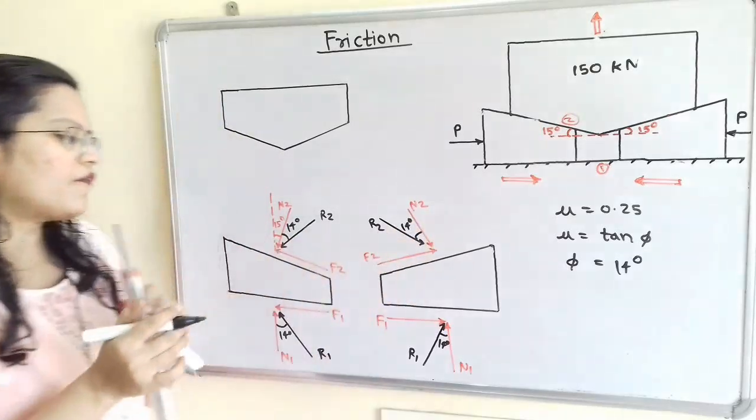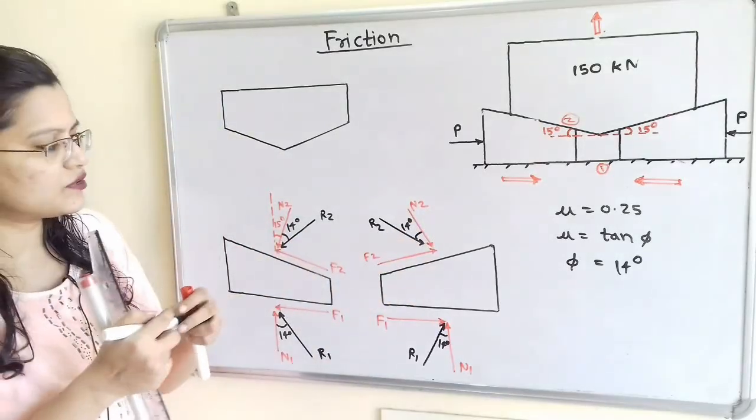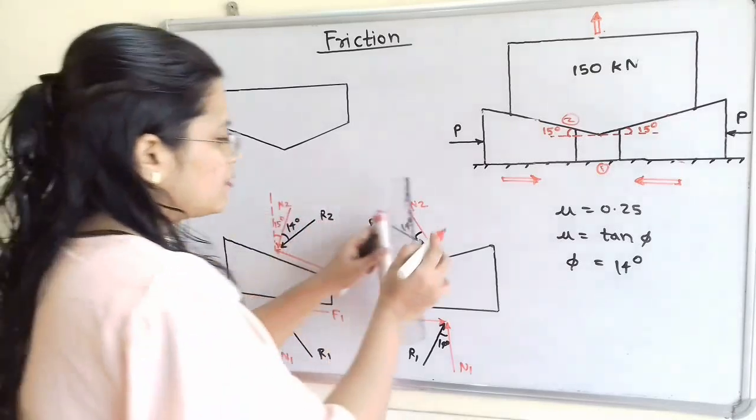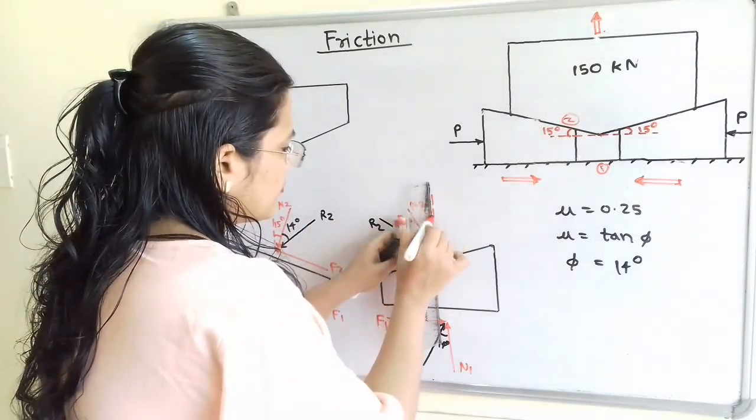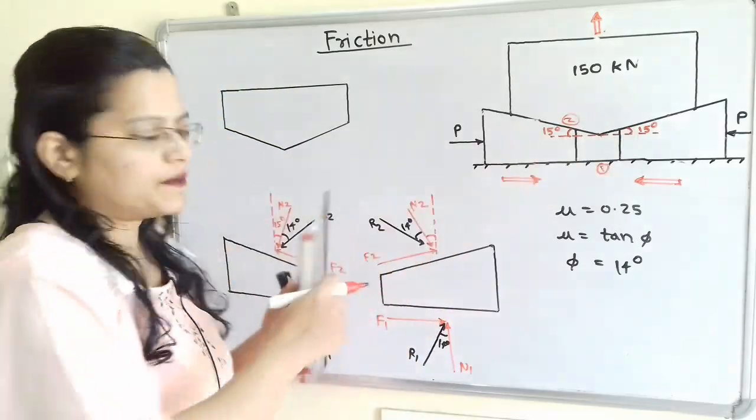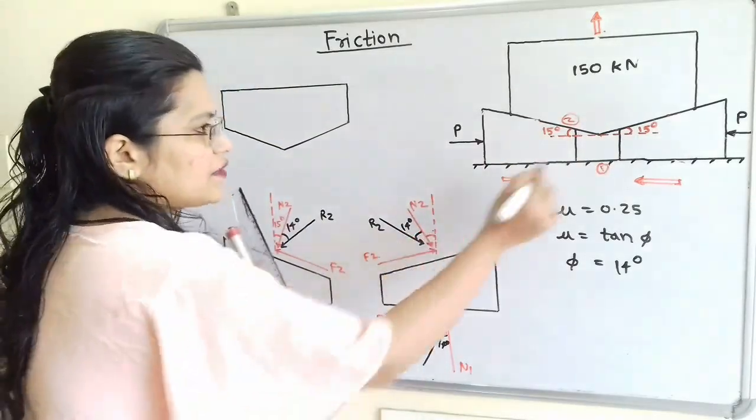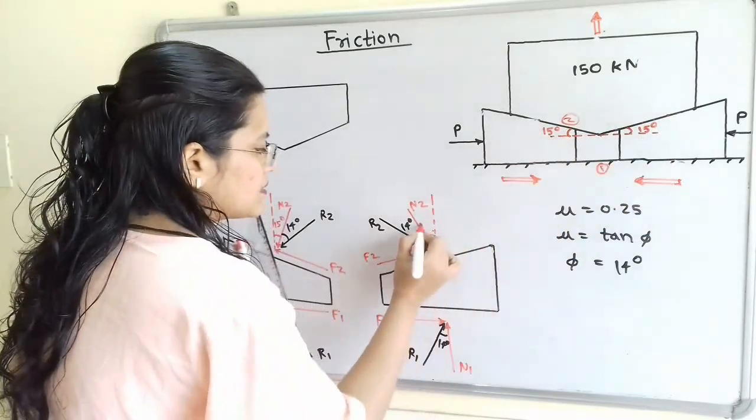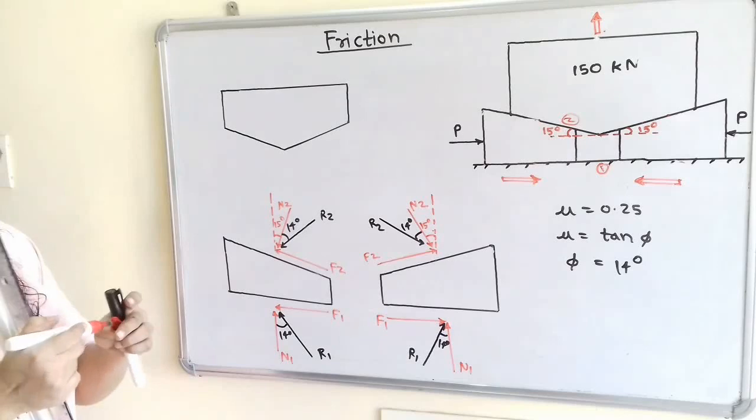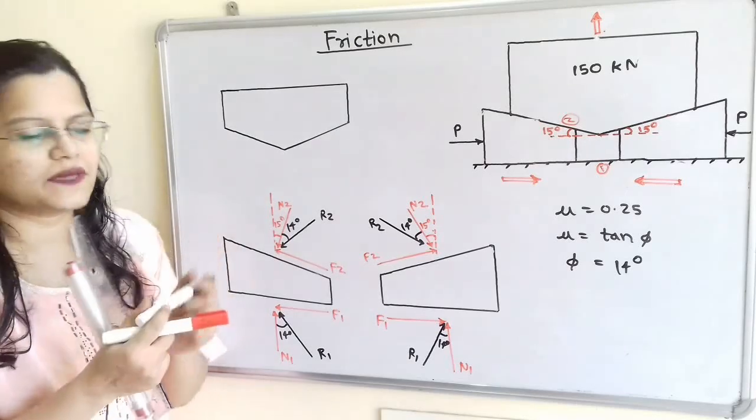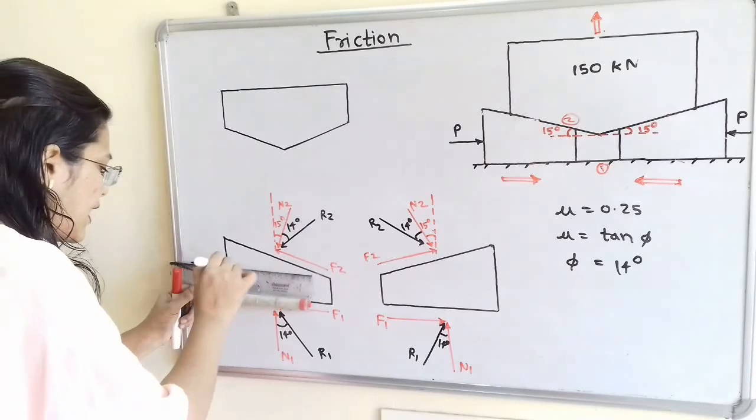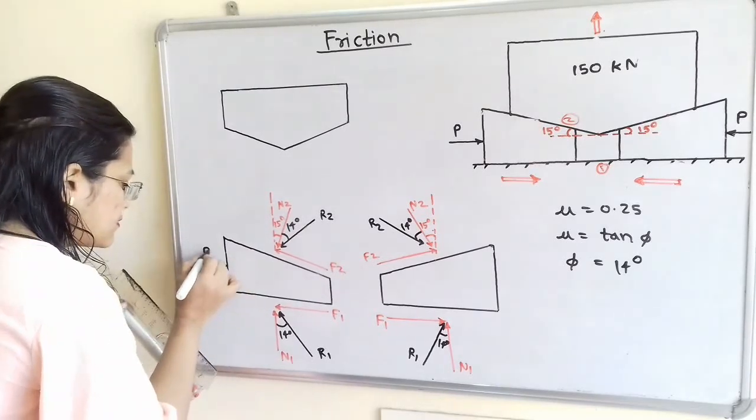Now we will draw one vertical line passing through the point. Now this vertical line, if I draw, is also making an angle equal to 15 degrees because these two lines are perpendicular to these two lines. Now we have to show the applied force P because it is mentioned in the question. So in the same direction we will show the applied force P.